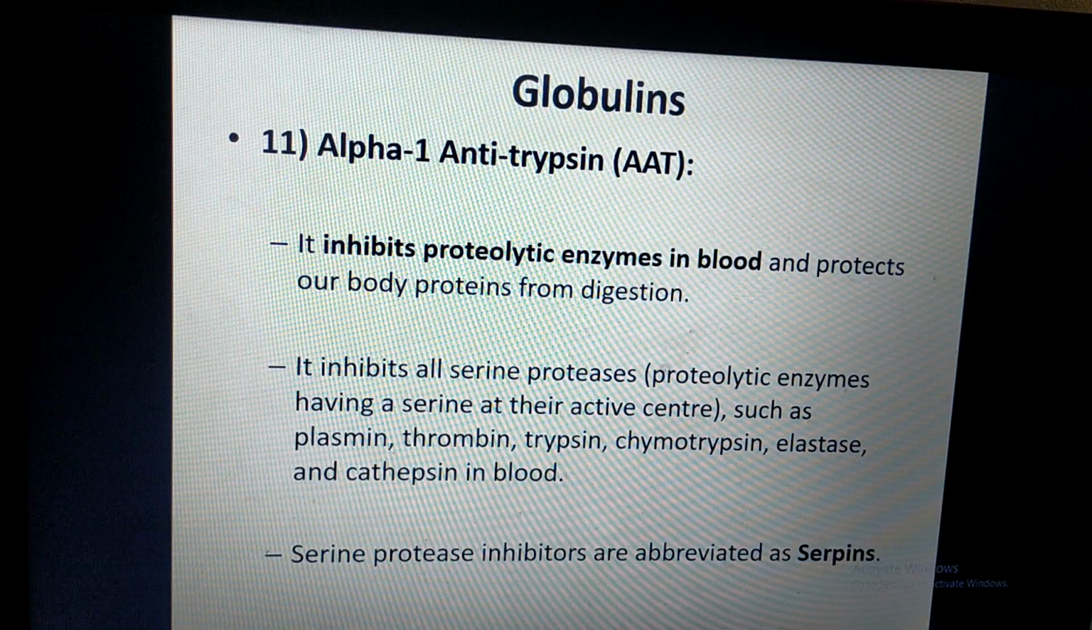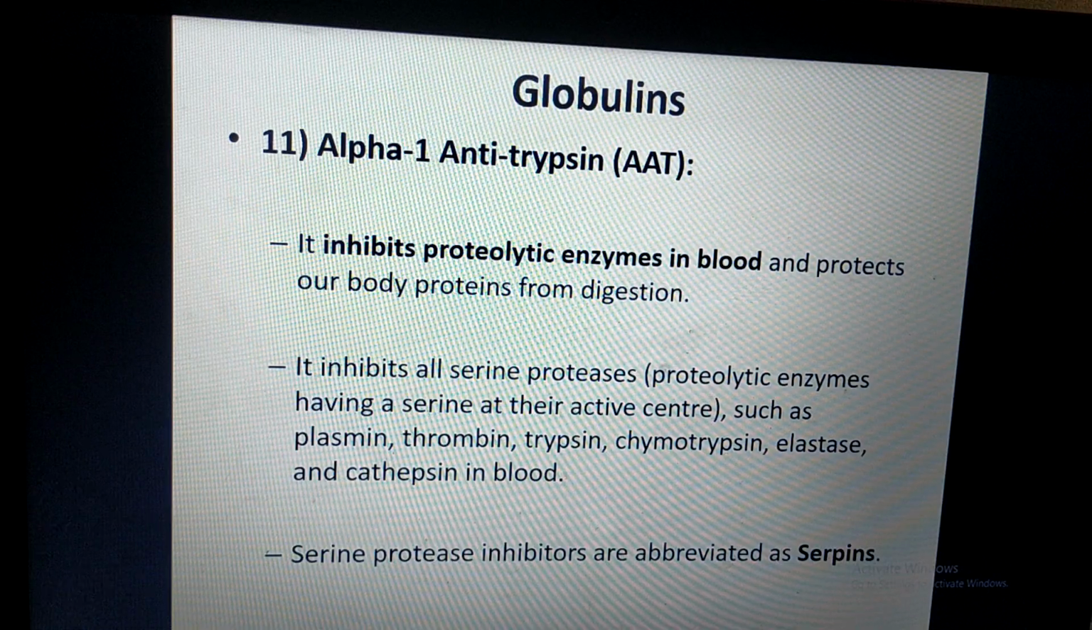So this alpha 1 antitrypsin inhibits all these proteolytic enzymes. It will especially inhibit those proteolytic enzymes which have a serine residue at the active site. Examples of these proteolytic enzymes which have serine at their active site are plasmin, thrombin, trypsin, chymotrypsin, elastase and cathepsin. So all these proteolytic enzymes are inhibited by alpha 1 antitrypsin.